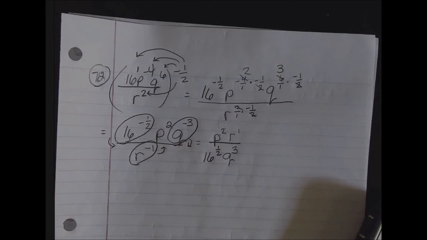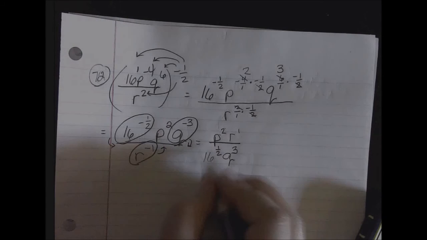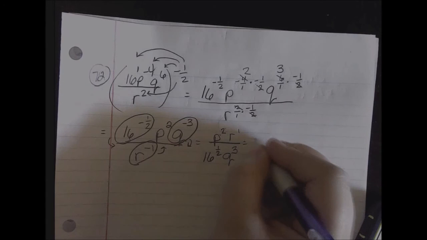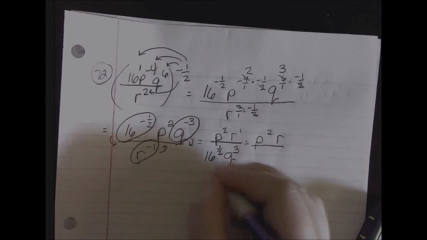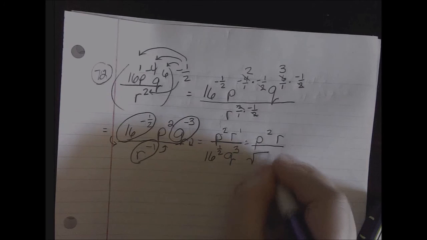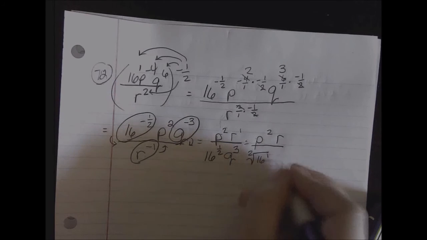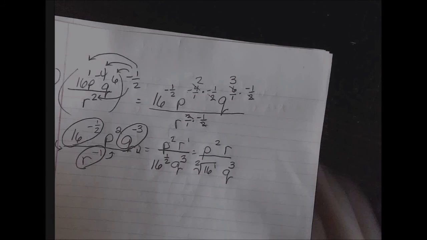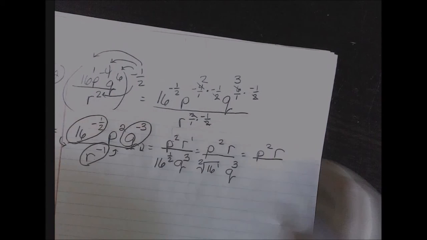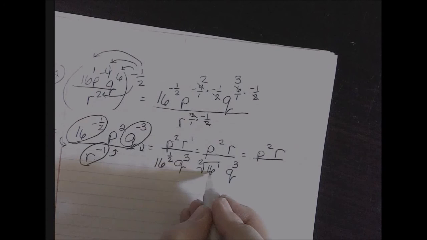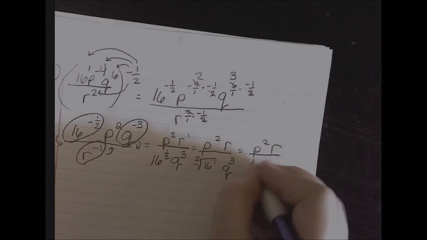Now the only thing we have left to do is evaluate that 16 to the 1/2, which we would translate into that radical form. Oops, sorry about that swift movement, guys. So that gives me p squared r over the square root of 16 is 4, and then we have our q to the 3rd.